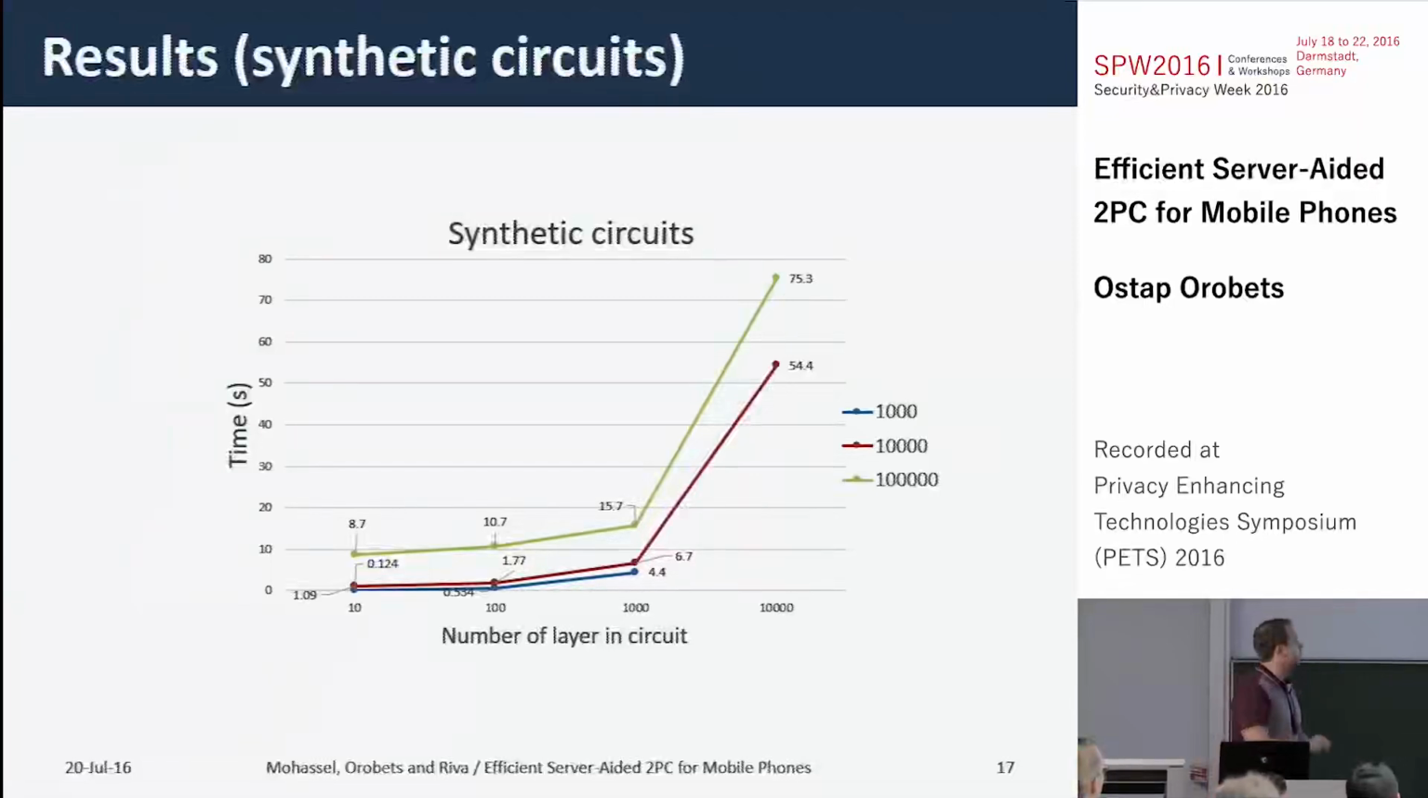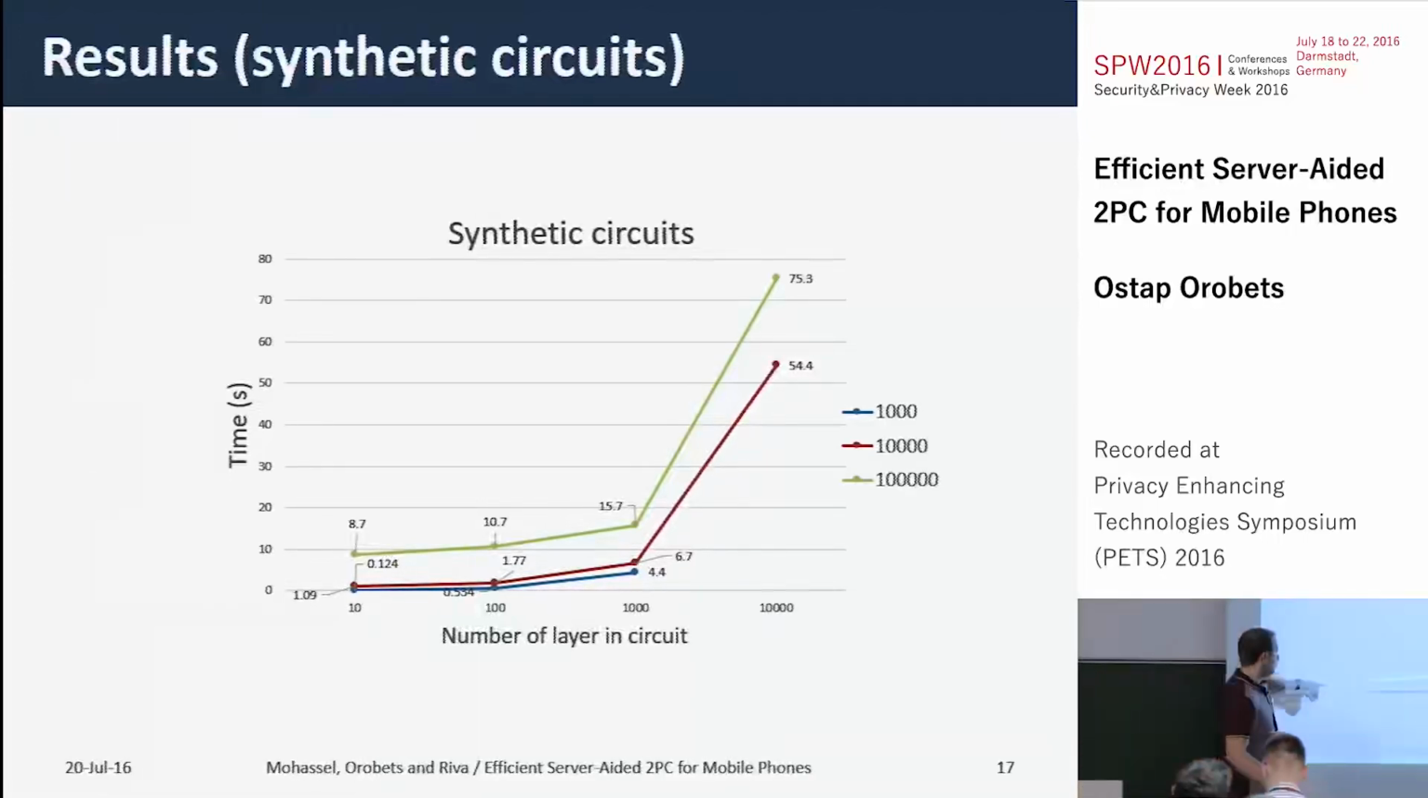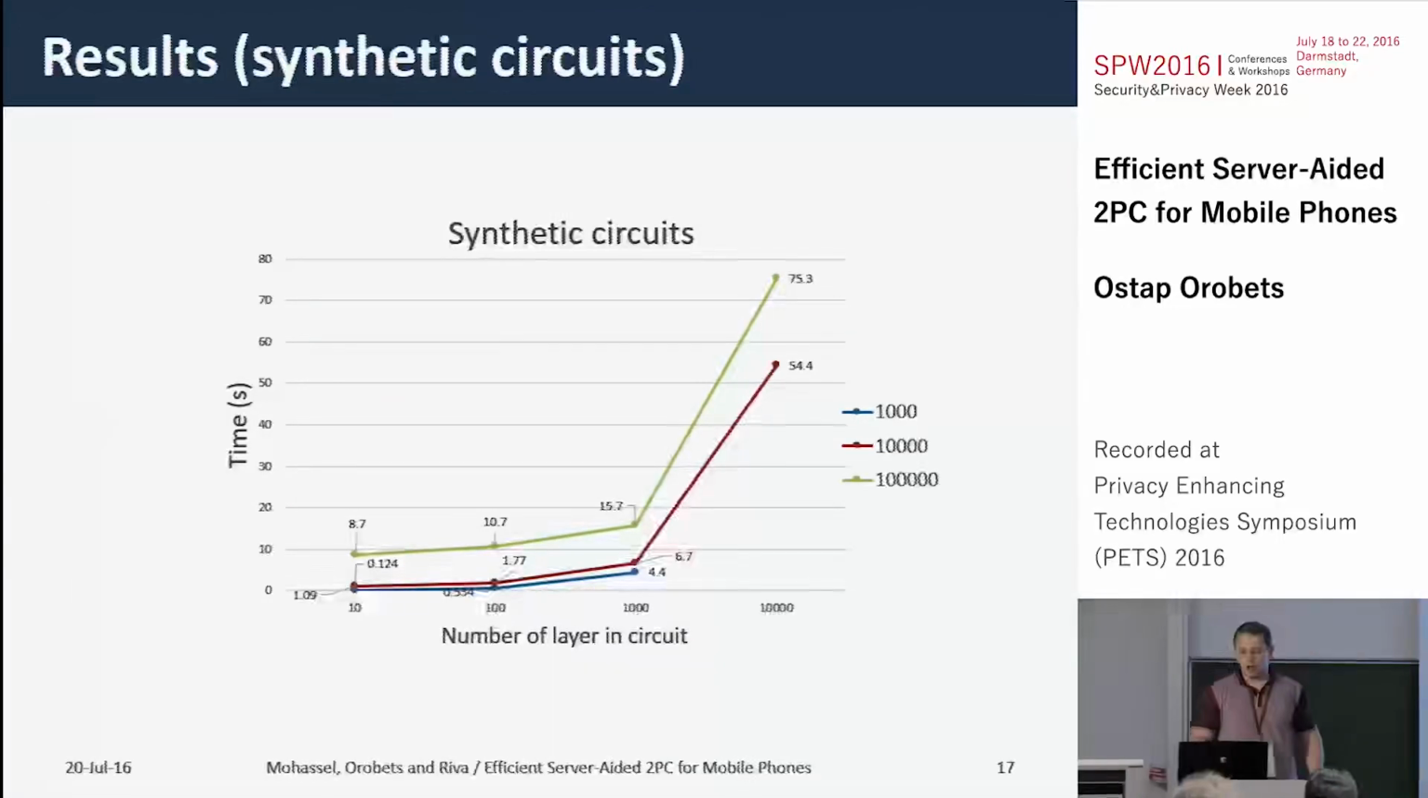To dive deeper into the bottlenecks, we constructed synthetic circuits that consist only of AND gates, with different circuit depths. And what we observed is that even a circuit of 100,000 AND gates can be computed very efficiently if the depth of the circuit is very low. Basically, it becomes really inefficient when the depth of the circuit grows.